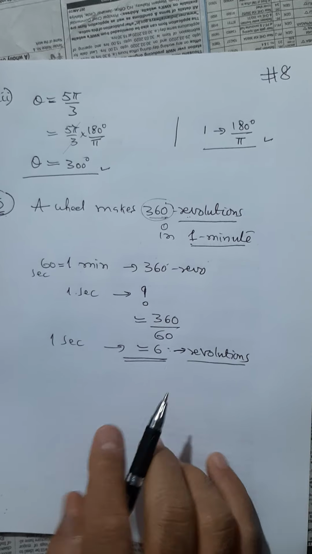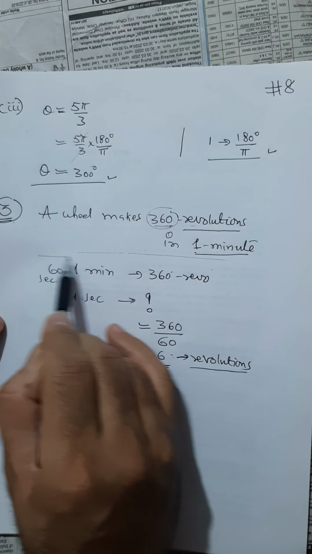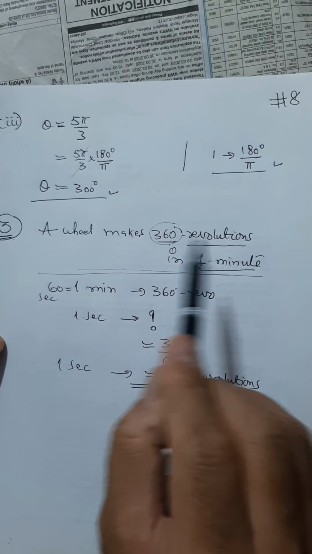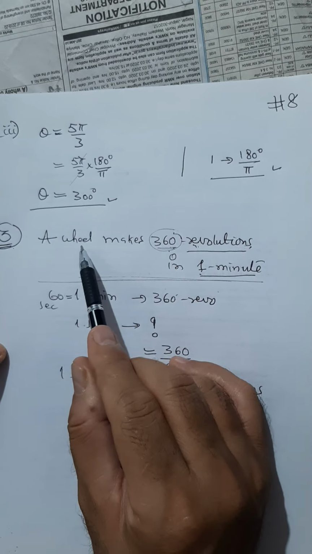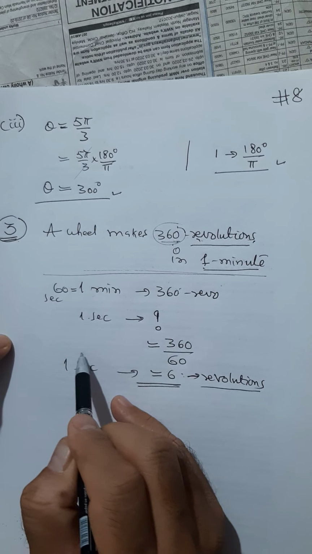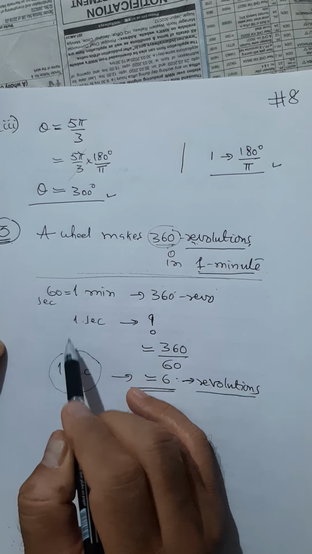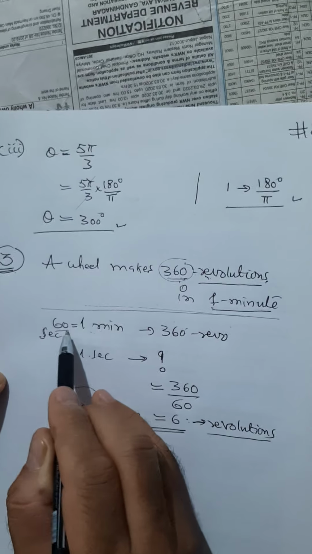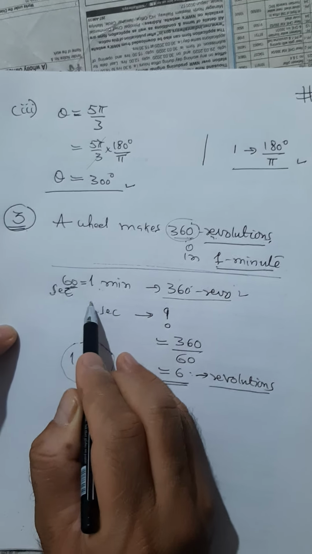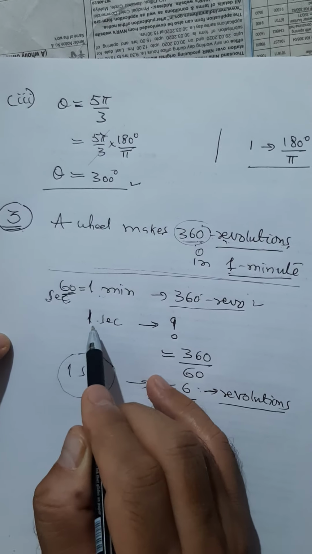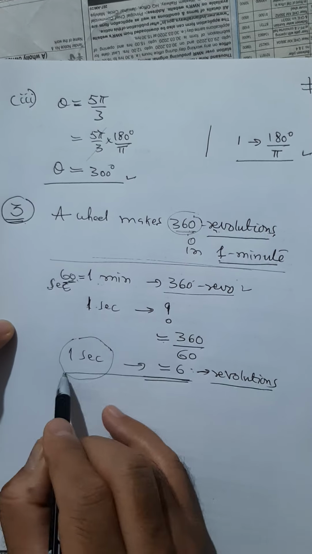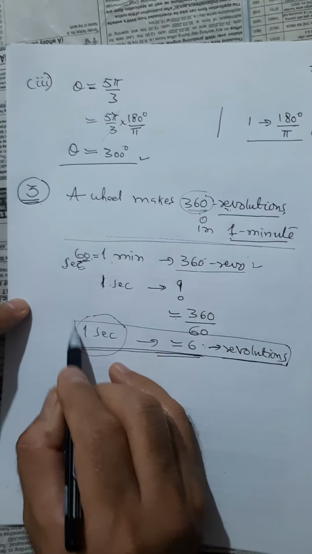I repeat this portion. This is given to you in the question itself. 1 minute, 360 rotations. Revolutions means rotation taken by a wheel. Question is, first, how many revolutions in 1 second? 1 minute means 60 seconds. So in 60 seconds, 360 revolutions. So in 1 second, how many revolutions? By triple ratio, this into this upon 60. So 1 second equals 6 revolutions.